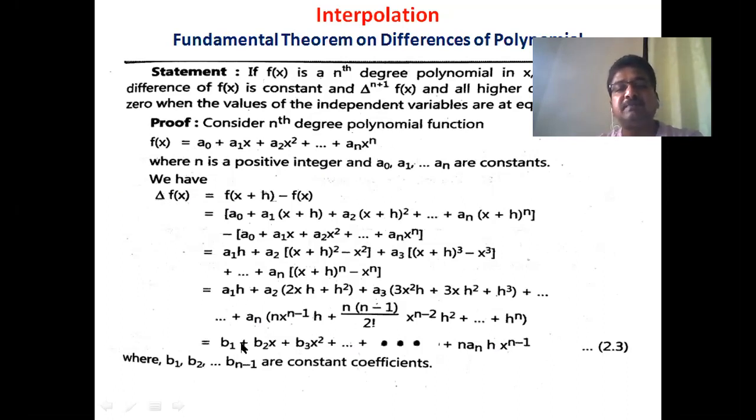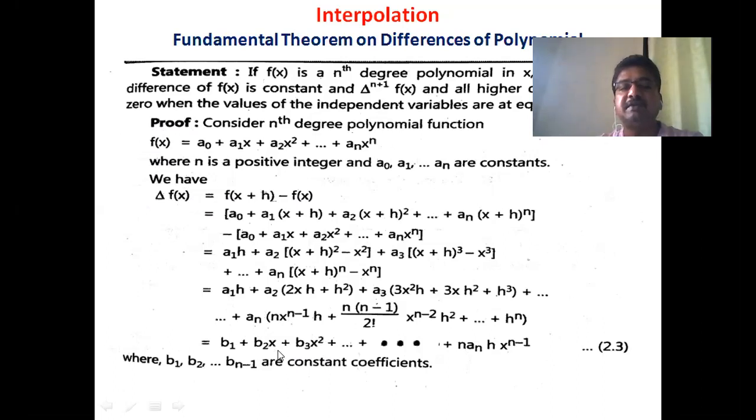So next step, what is delta square fx? Delta square fx is delta of delta fx. So now we will find delta square fx. What we have to find is delta raised to n fx. So how can we find delta raised to n fx? First find delta fx, then delta square fx, delta cube fx, and then write delta raised to n fx.